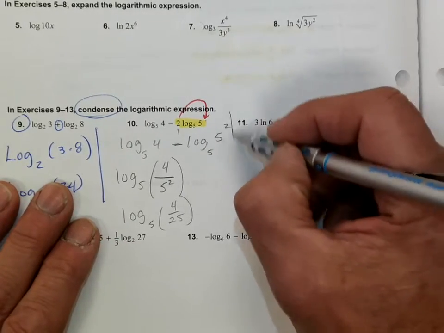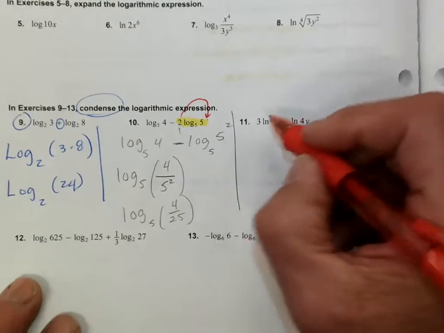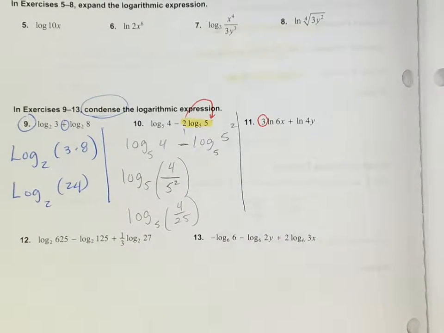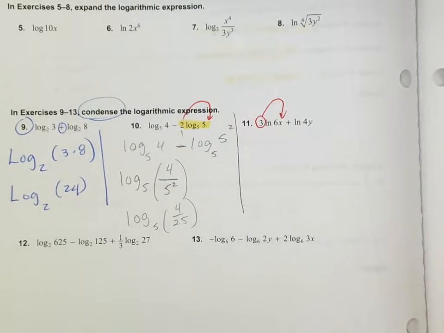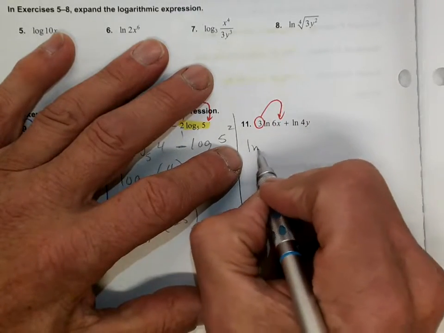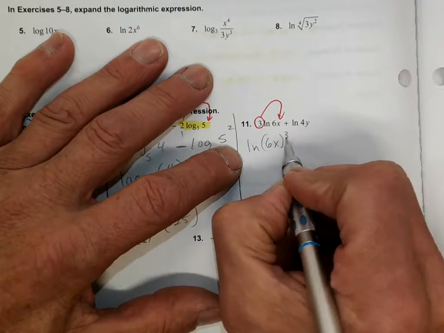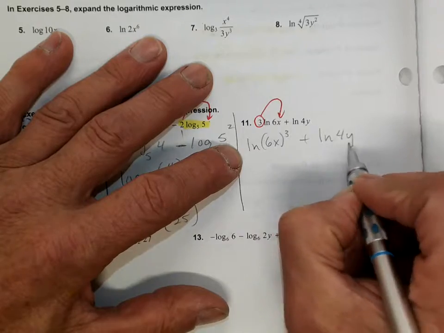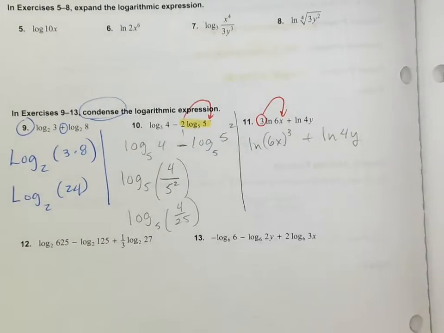Let's go to 11. First of all, this 3 is on the outside. It was an exponent. Let's bring it back in. So I'm going to have ln of 6x cubed plus ln 4y. So if I've got a number sitting out in front, it was an exponent, so bring it back in.